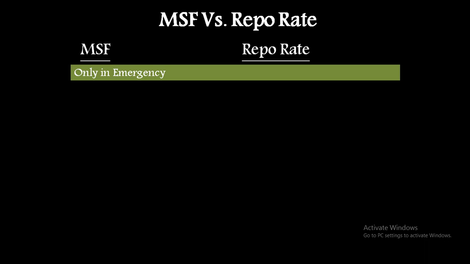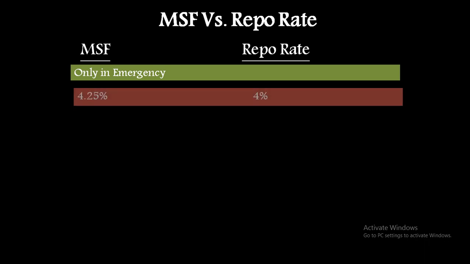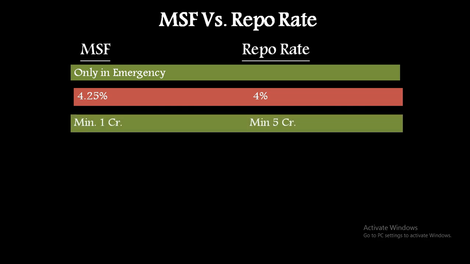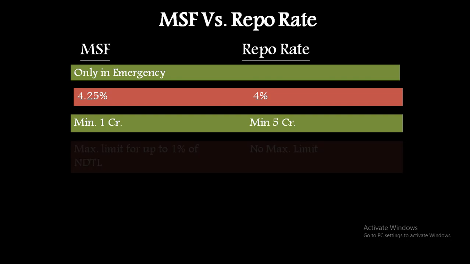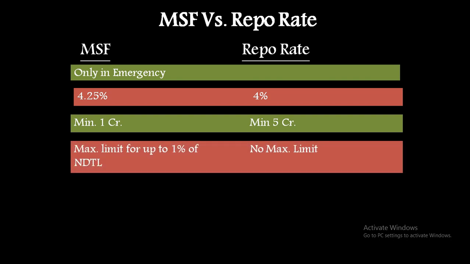Let's see the differences between MSF and repo rate. The difference between the MSF and repo rate is that MSF is used only in emergencies. The RBI does this to control interest rate volatility by allowing commercial banks to borrow against government securities at a higher rate than the prevailing repo rate. The minimum amount for which MSF is approved is rupees 1 crore, whereas at least 5 crore is borrowed in LAF or repo rate. There is no maximum limit for repo rate, as banks borrow according to the securities, but the maximum limit for MSF is up to 1% of NDTL.